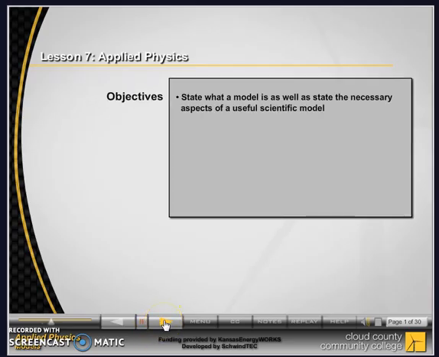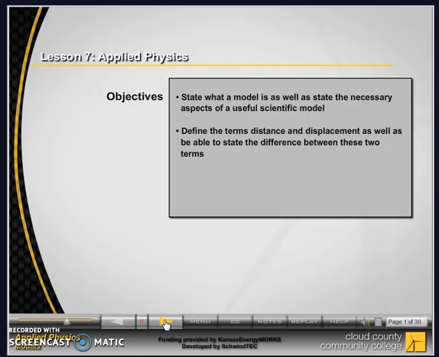State what a model is, as well as state the necessary aspects of a useful scientific model. Define the terms distance and displacement, as well as be able to state the difference between these two terms. And define the terms speed and velocity and the difference between the two.